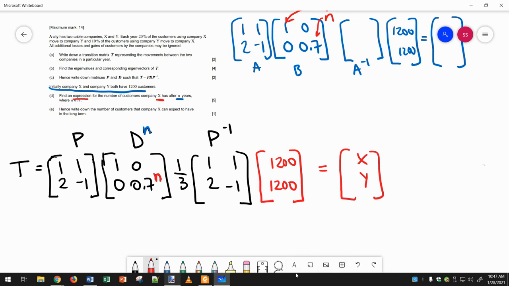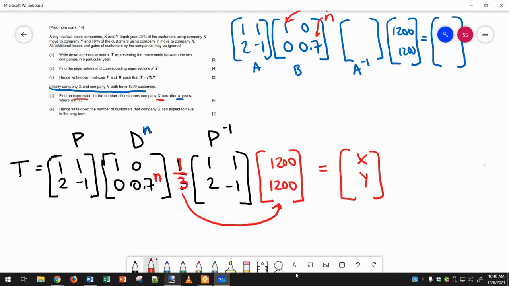And so the order matters for matrices. You have to multiply P by D to the n, or you can multiply D to the n by P inverse, but you can't mix these around in the orders. One thing you can do, and this is the reason why I wanted you to write the 1/3 out here, is the first thing we want to do is apply that to this initial matrix. That's going to make our life a lot easier.